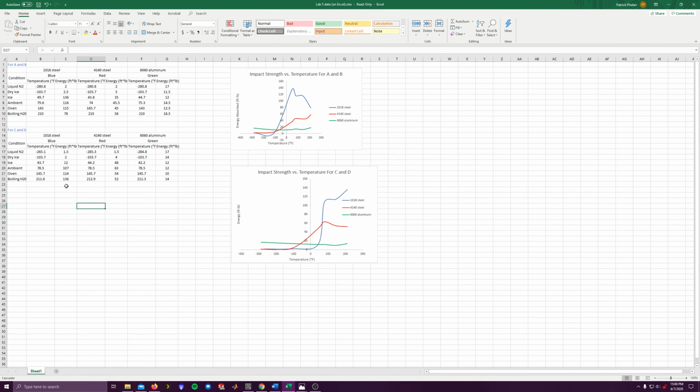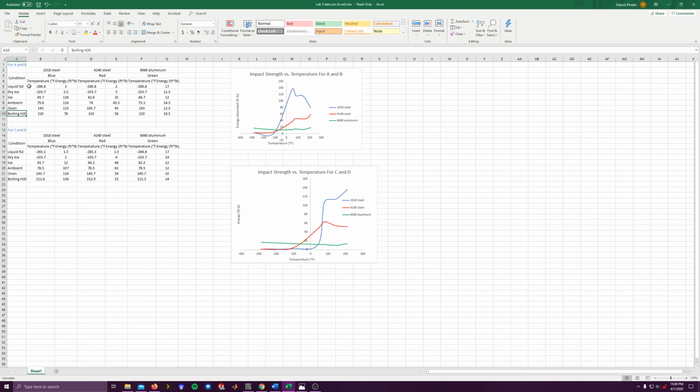Okay, so in this Excel sheet, this is just an Excel sheet from a past student. So I'm not going to give you this data, I'll give you some other data, but this is just to give you an idea of what we're going to be doing. We're going to have all of these different conditions here, where we have liquid nitrogen, dry ice, ambient room temperature, an oven, and then boiling water.